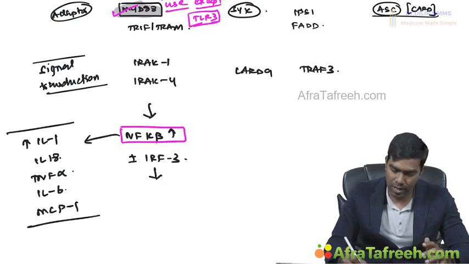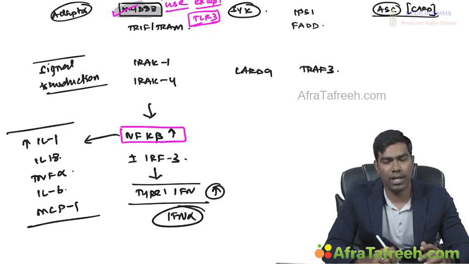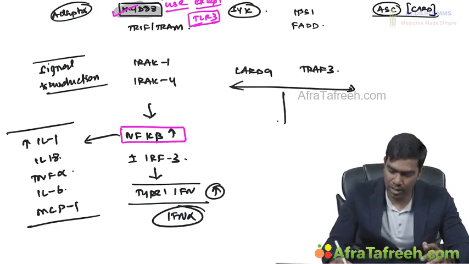And IRF3 is going to increase type 1 interferon production, which we already discussed. Type 1 interferon, especially interferon alpha production, is increased with the help of IRF3. So what is CARD9 going to do? This CARD9, TRAF3, once again, they are going to increase the NF-kappa B production only.